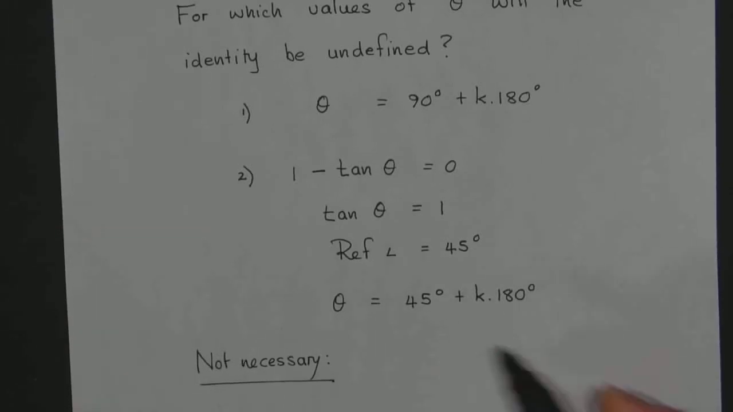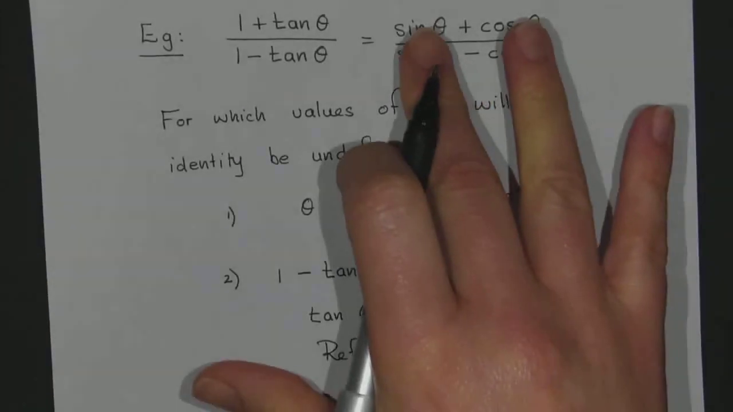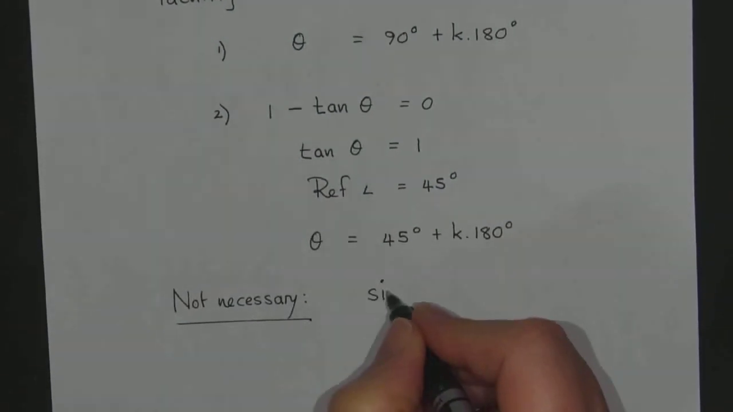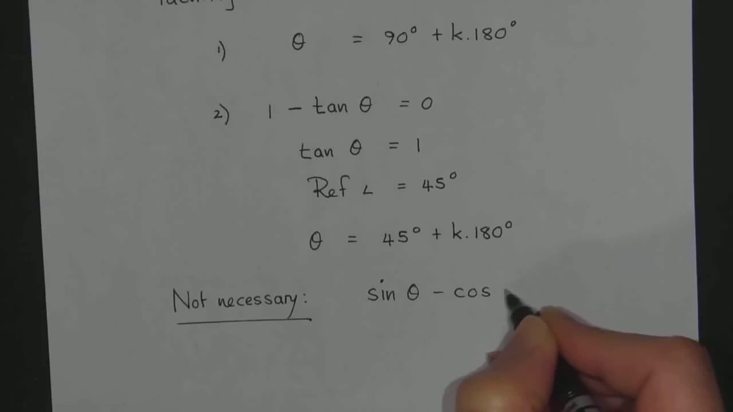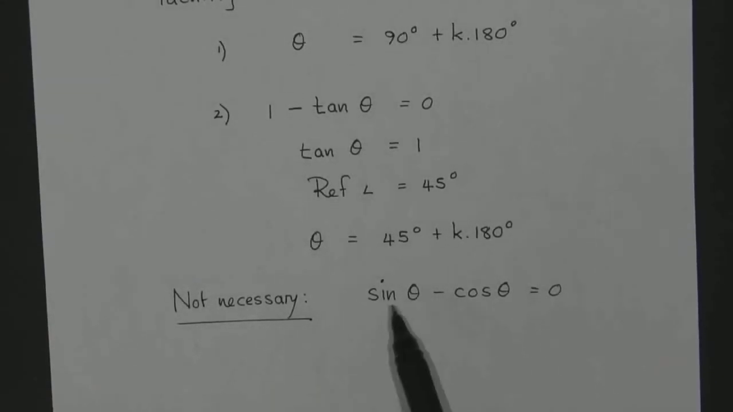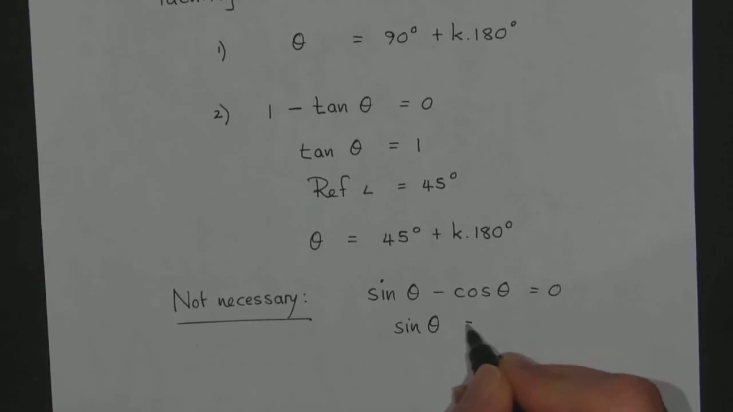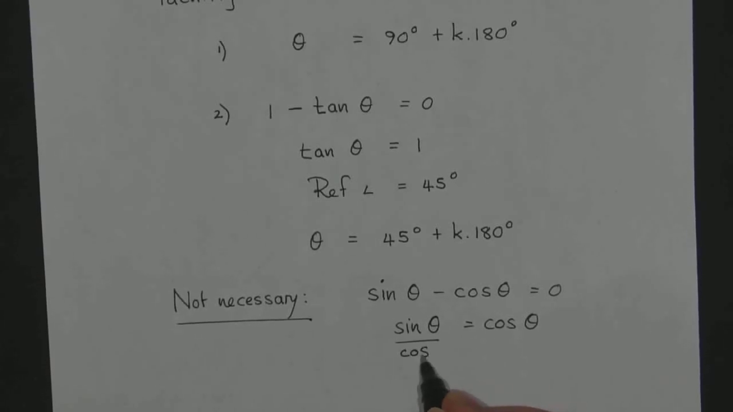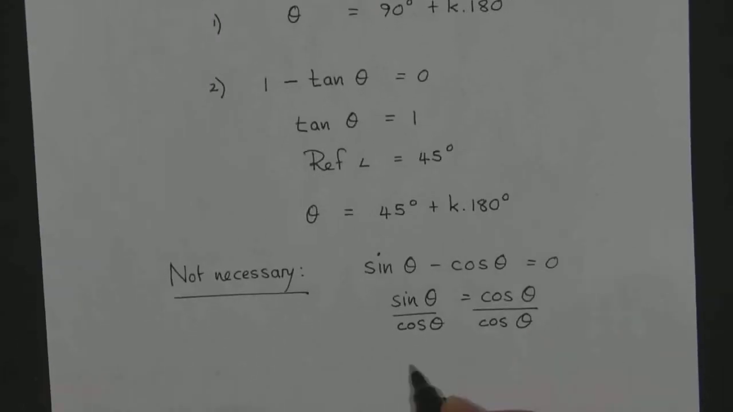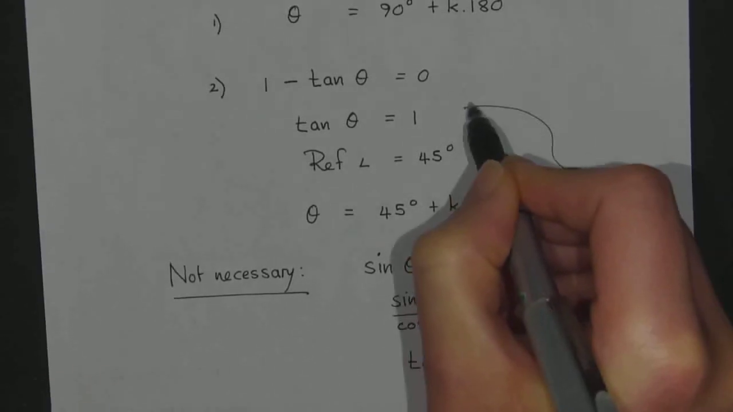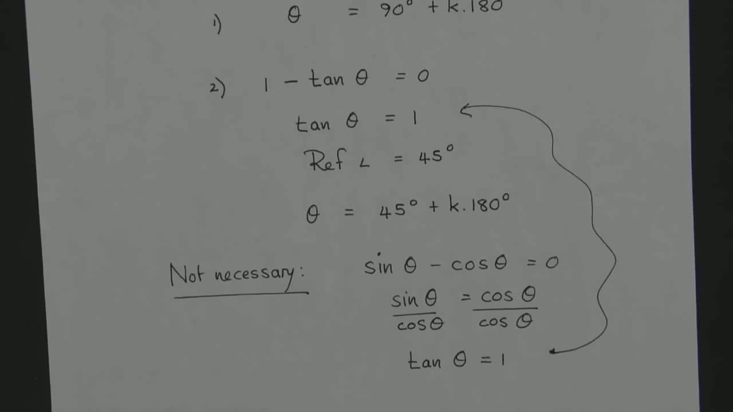But if I go and I set the other denominator, the sine of theta minus cos of theta, equal to 0, then this is one of those where I have only sine and only cos, and the angles are the same. So what am I going to do? I'm going to say sine theta equal to cos theta, and I'm going to divide both sides by cos theta, and what do I end up with? I end up with tan theta equal to 1. And that, people, is why this is clearly not necessary, because you're going to end up doing double work.